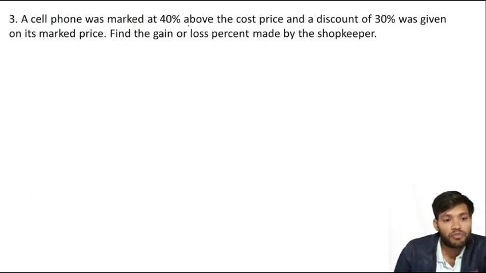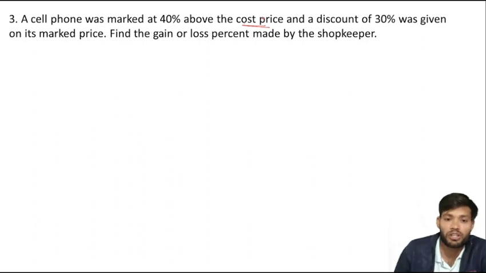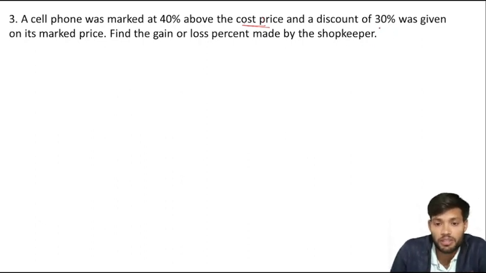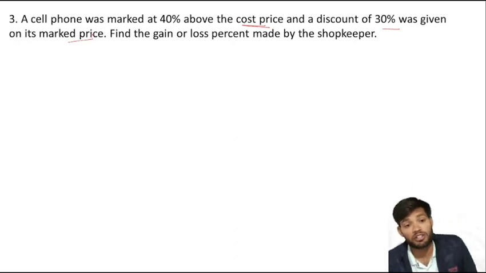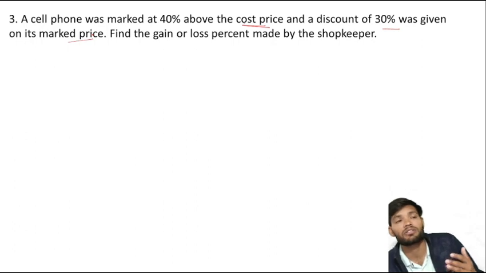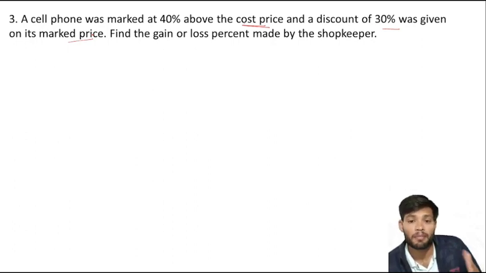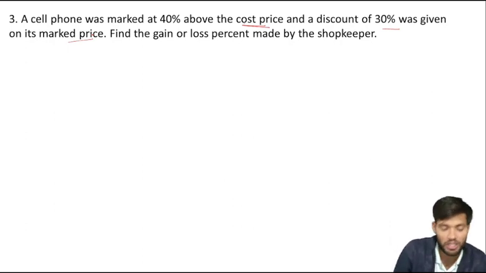Now a cell phone was marked at 40% above the cost price. It means if the cost price is 100 rupees, the cell phone was marked at 140, and a discount of 30% was given on its marked price. After increasing by 40%, the discount of 30% is given on the MRP. So find the gain or loss percent made by the shopkeeper.